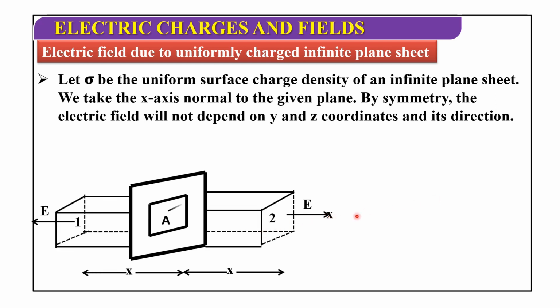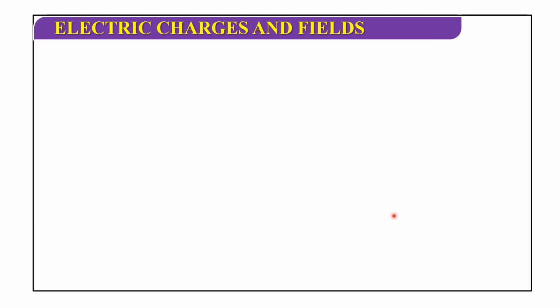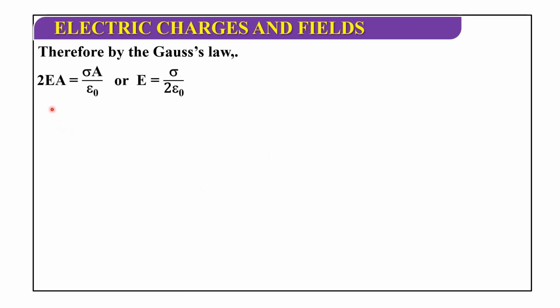Observe this figure. See this surface charge density sigma. Therefore, by the Gauss law, 2EA is equal to sigma A by epsilon naught, or E is equal to sigma by 2 epsilon naught.